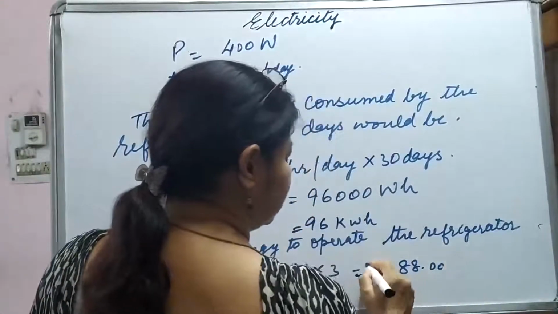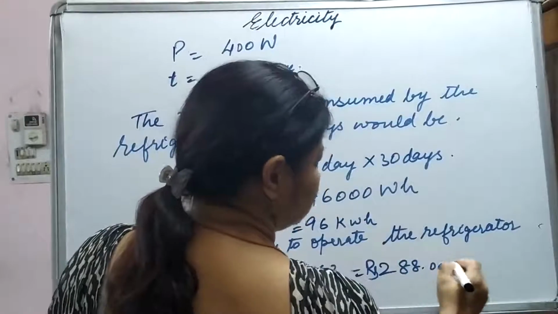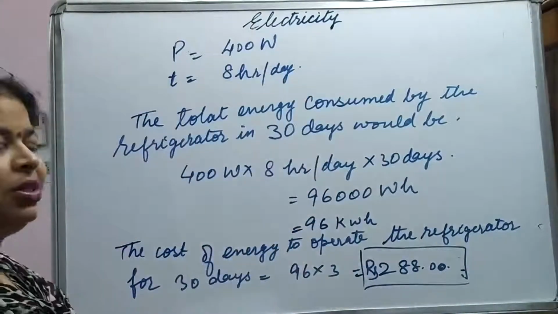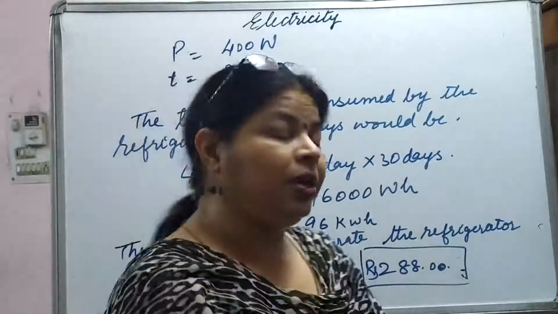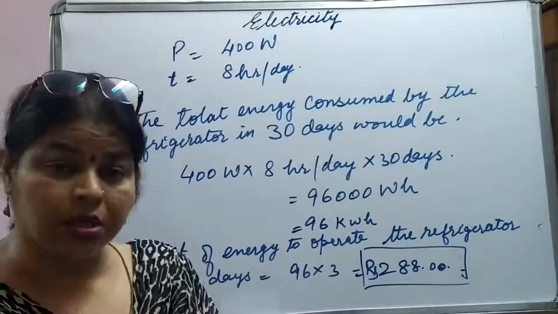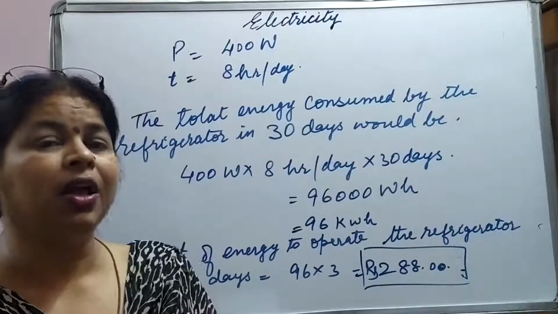Rupees is always written here. So answer. So how much money is to be invested for this? 288 rupees electricity bill sort of we can have like this.